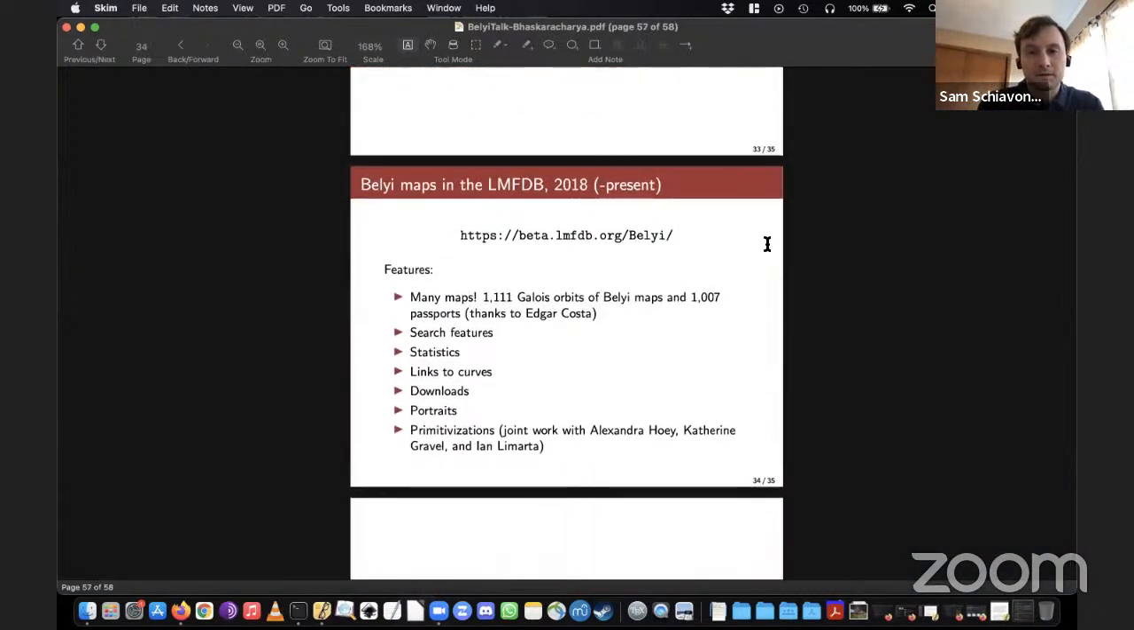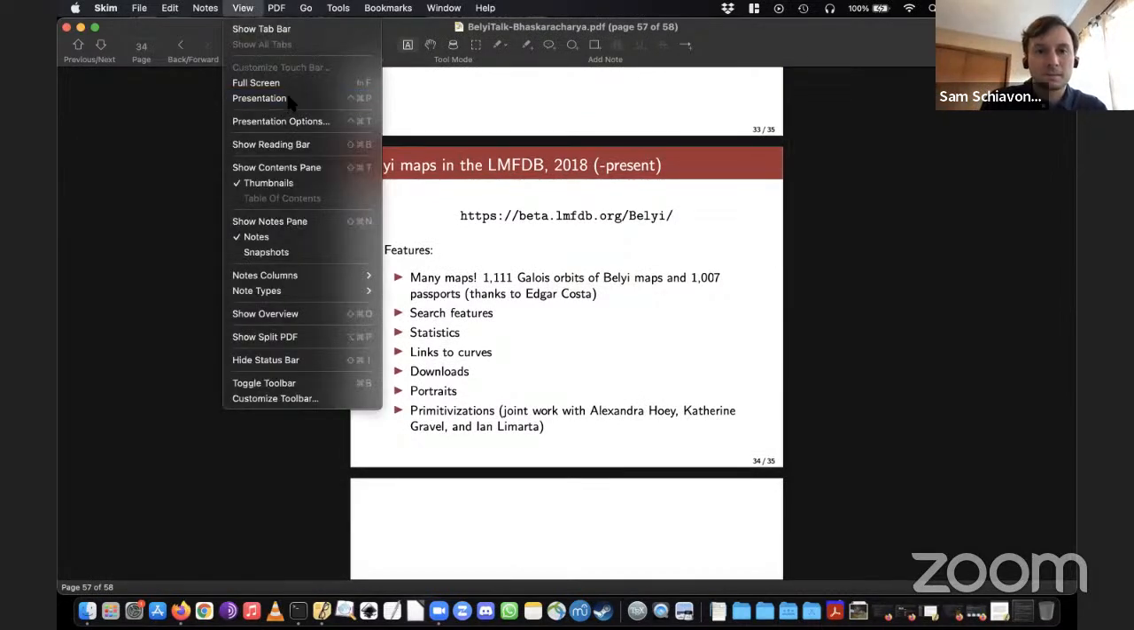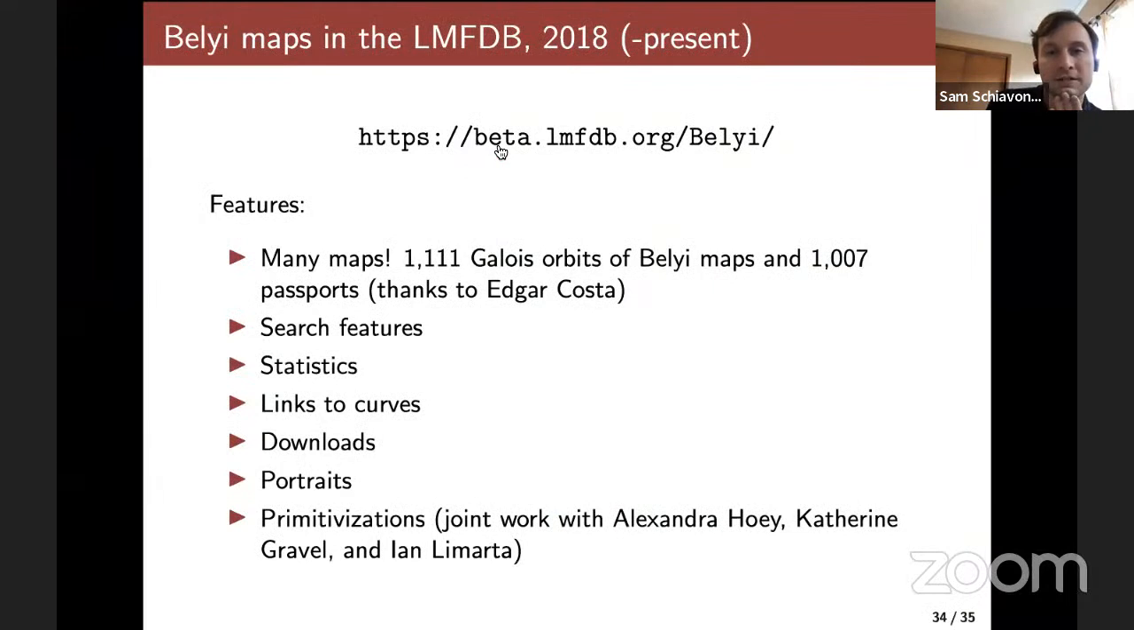So maybe you just want to look at the data in your browser, and now you can do that on the LMFDB's website. So let me just highlight some features of our database, and then I'll show you online what it looks like. So there are many maps. We have over 1,000 Galois orbits of Belyi maps that lie in over 1,000 passports. And I'd like to thank Edgar Costa for helping me upload this data.